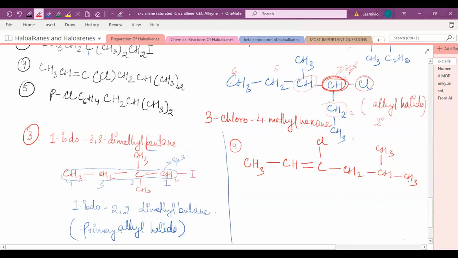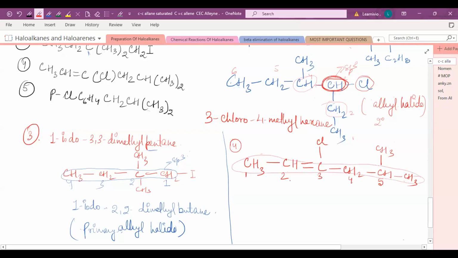So when you start the numbering from here, 1, 2, 3, 4, you will get 2 and 4. But here it will get 2, 3, and your fifth carbon. On the fifth carbon, there is a double bond. So you will start the numbering from here, 1, 2, 3, 4, and 5. And what is the parent chain? So this is the parent chain.